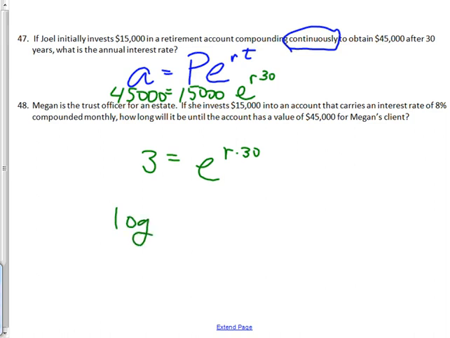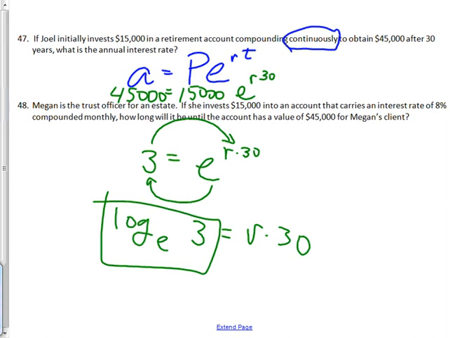Log base E of 3. See what I'm doing here? This to back to that. You should be able to do these. Is equal to R times 30. Then your calculator would be used to get that part. ln of 3, and then you just have to divide by 30, and it's a piece of cake from there. But this really does come down to knowing logs, actually.